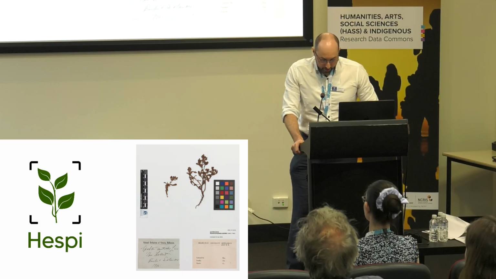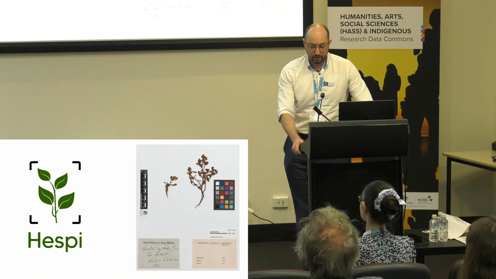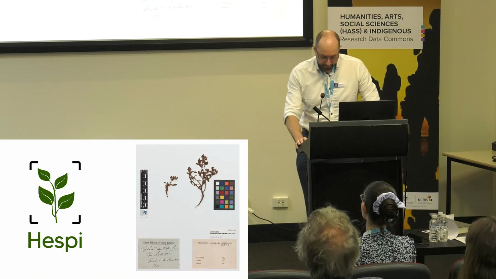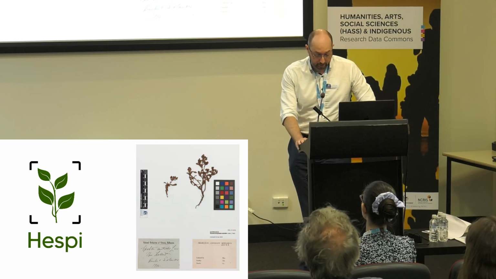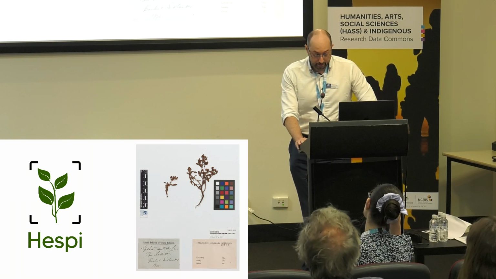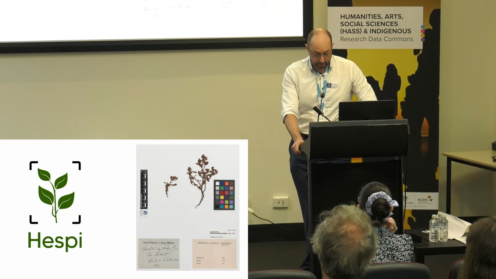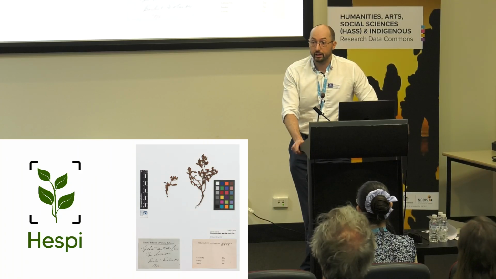The Herbarium at the University of Melbourne has 170,000 specimen sheets, like you see here on the right. This is a specimen collected by Joseph Banks in 1770. These specimen sheets typically have a label with information about the species, the date, the collector, the locality, and other fields.